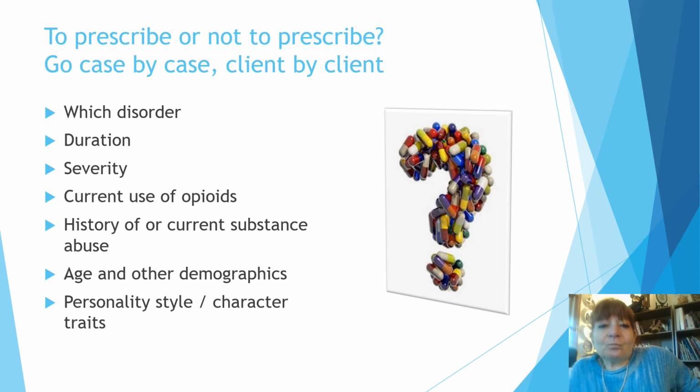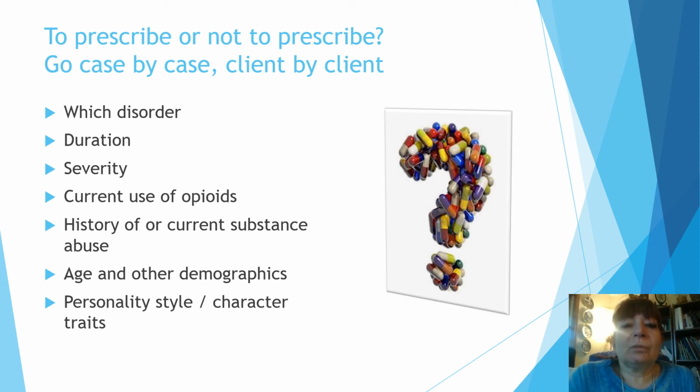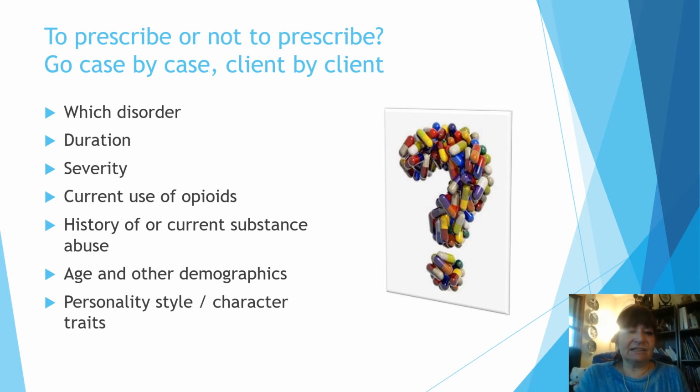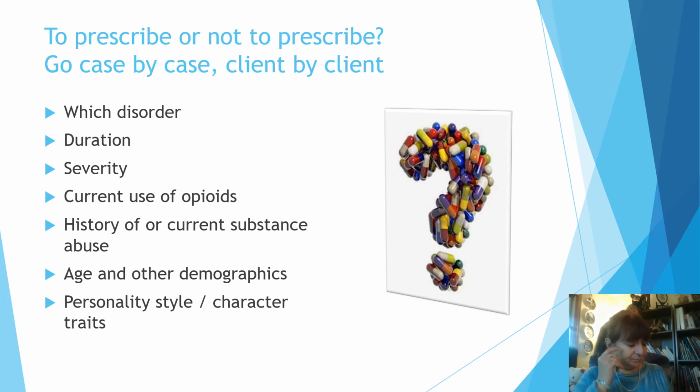So it might be nice to have an overall rule to prescribe it or not, but you really need to decide to prescribe or not to prescribe on an individual case-by-case basis. So what is the disorder? The duration, severity, is the person using opioids? Is there a history of or current substance abuse? What is the age, personality, style, or character traits?